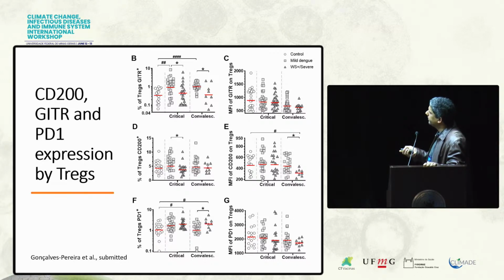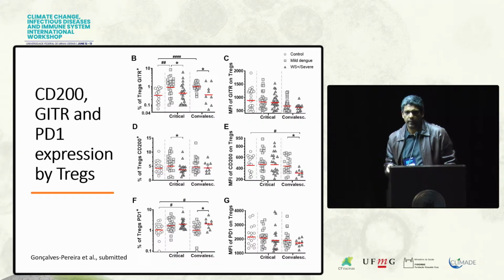mild dengue. On the other hand, individuals developing severe dengue seem to express higher levels of PD-1 by the Tregs, which is associated with Treg dysfunction.